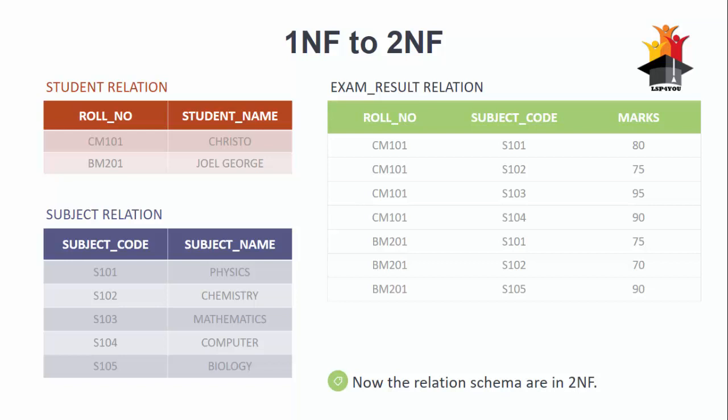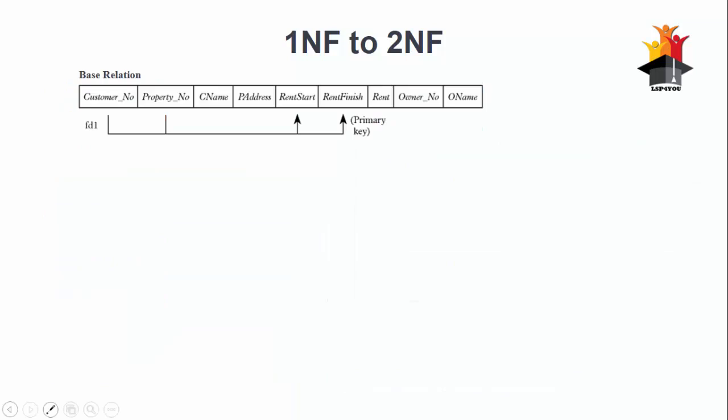So it is possible to rejoin these relations together, and all the dependencies, student name depends on roll number, subject name depends on subject code, and marks depend on roll number plus subject code. All the constraints are preserved. So this is a desirable decomposition also. Now we'll see one of our previous examples, the customer rental relation, and we'll see how to transform that relation from 1NF to 2NF. That customer renter relation has columns: customer number, property number, customer name, property address, rent start, rent finish, rent, owner number, and owner name.